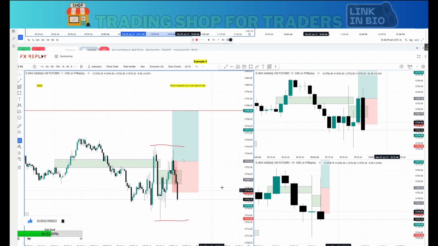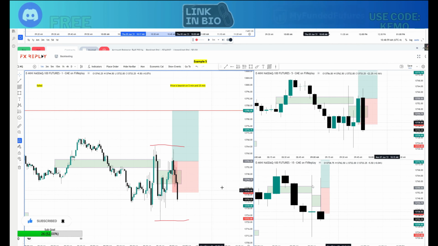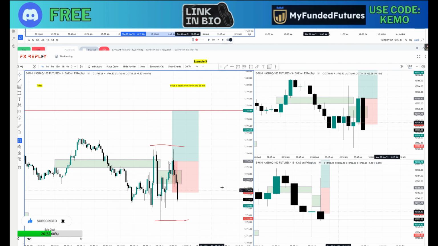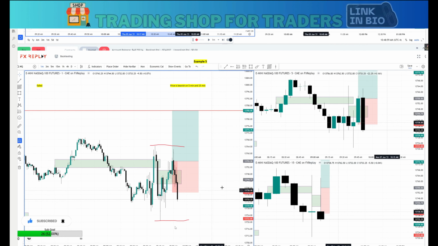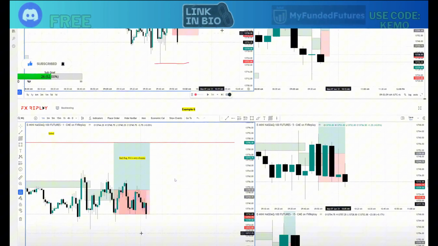So again, this one failed. We are in a dealing range right here. 5 minutes, 15 minutes looks bearish to us, and I decided to take a buy in a consolidation area, and it was also near market open, so I was not a big fan of it.